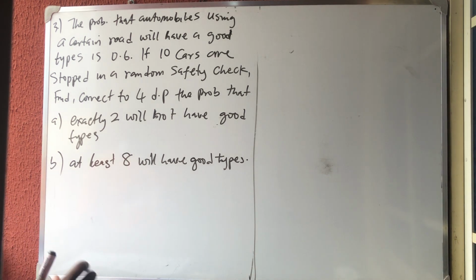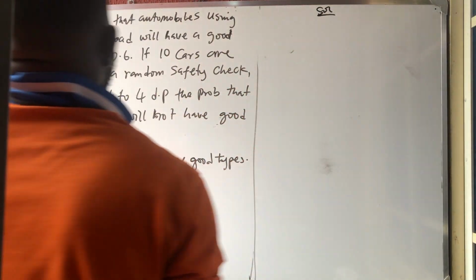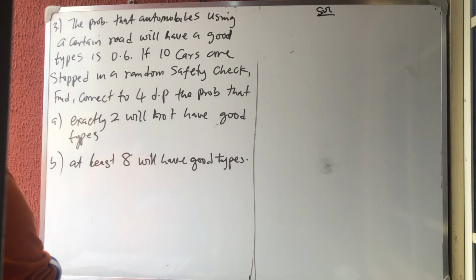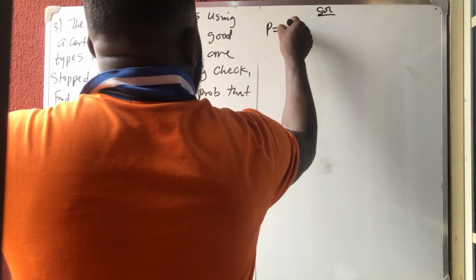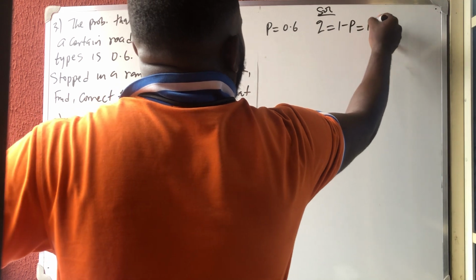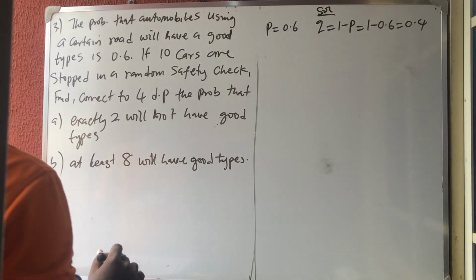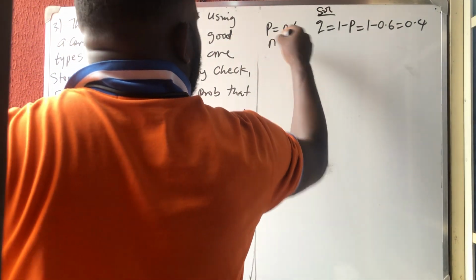Okay. So now, solution. They said the probability that an automobile using a certain road will have good tires is 0.6. Now that is P is 0.6. So my Q will now be 1 minus P, which is 1 minus 0.6, which is 0.4. Now if 10 cars, N is 10.